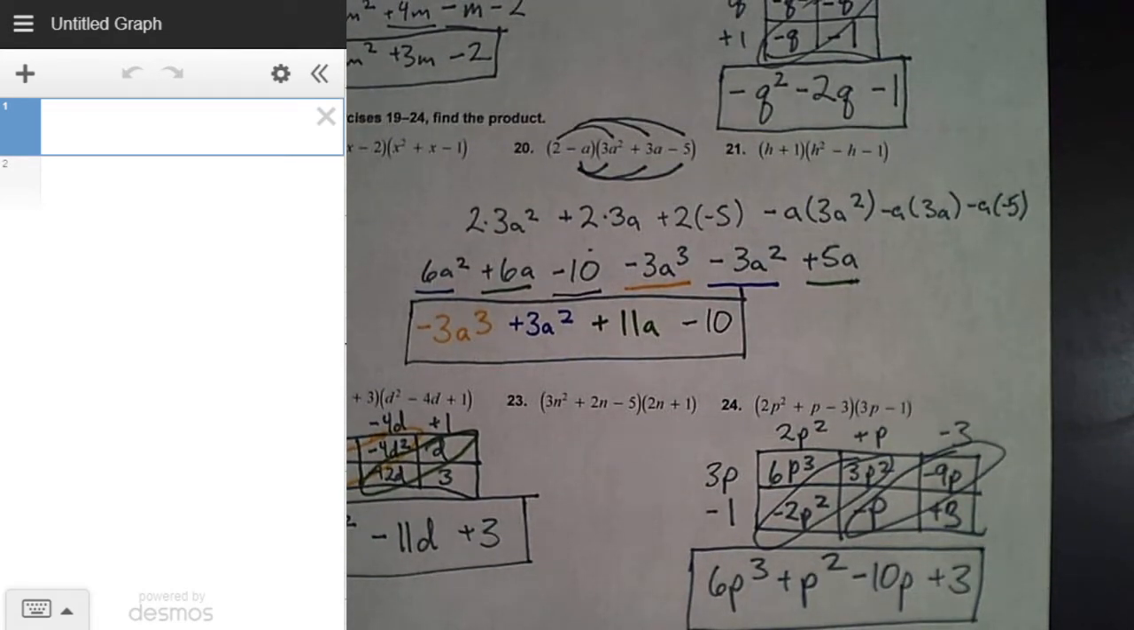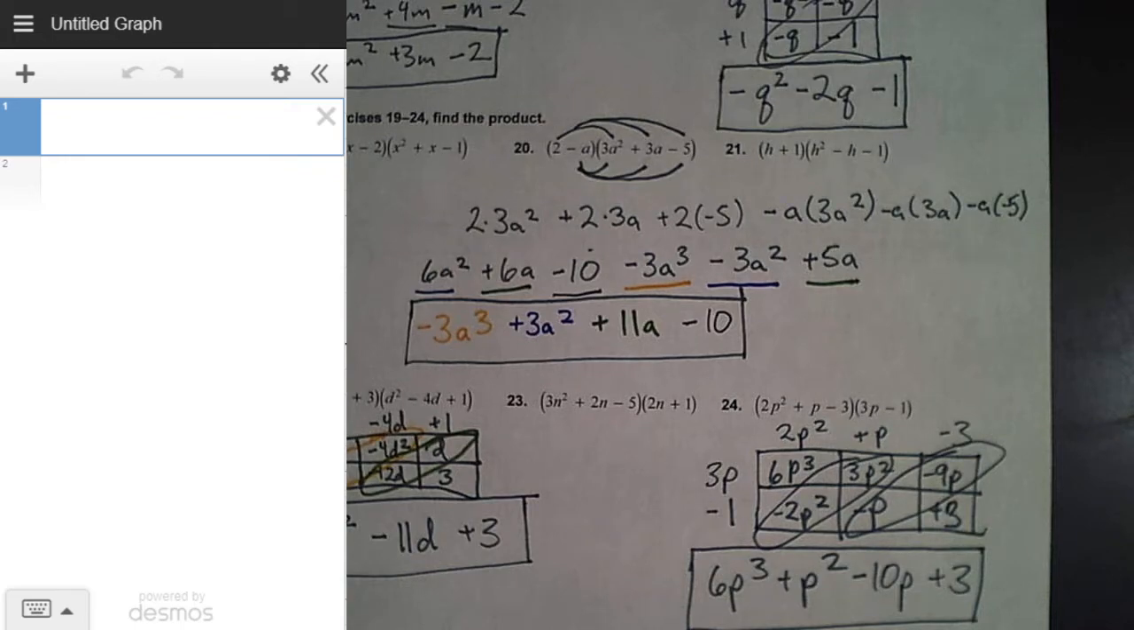Time to check our answers here again. And on number 24, I went ahead and chose to do the table method. And we got 6p cubed plus p squared minus 10p plus 3. So I like the table method. That's just a personal preference. We want you to do what works for you.